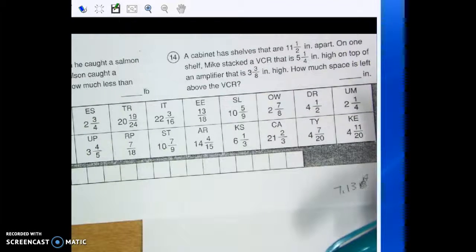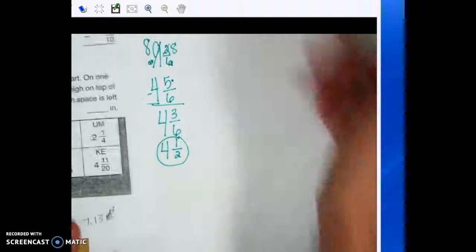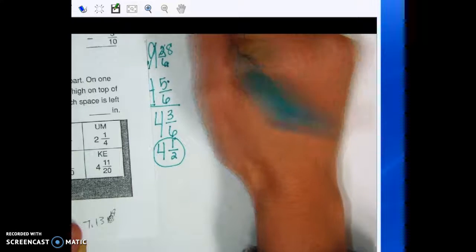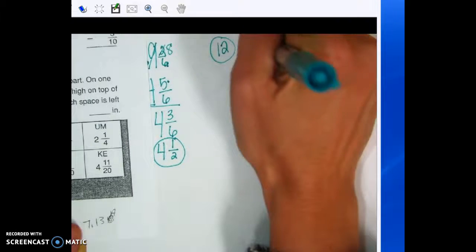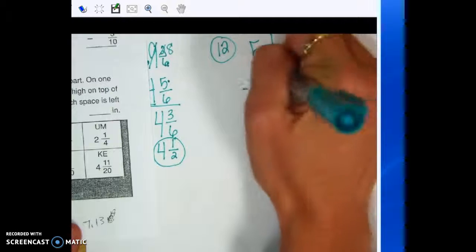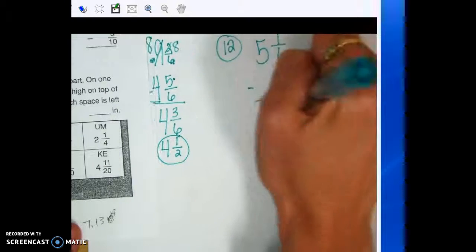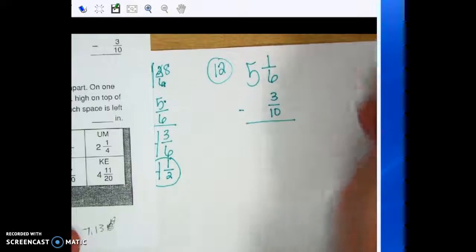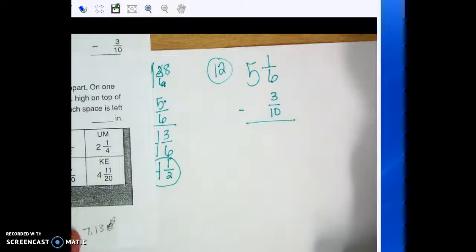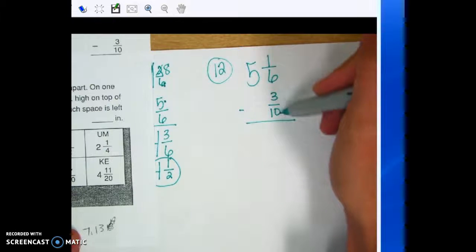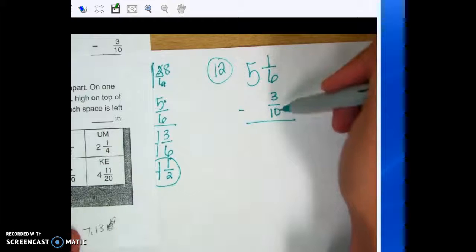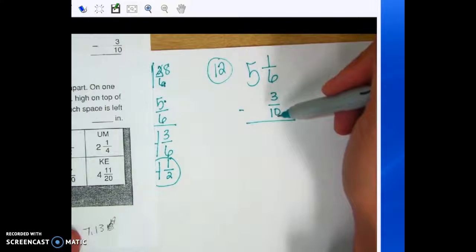All right, let's try another one. Let's do number 12. So number 12 is 5 1/6 minus 3/10. Okay, so I have to find something that 6 and 10 will both go into. Take your biggest number, 10. 6 does not go into 10 evenly. So think about all of your multiples of 10.